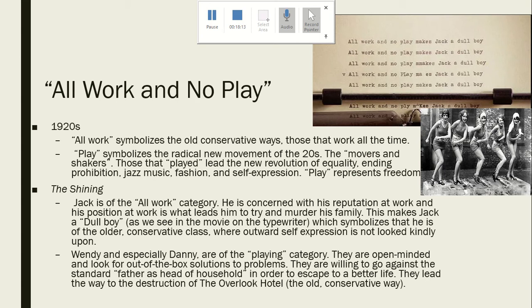So right here I have some flappers dancing the Charleston, which was a popular dance of the time, on ice, and then I have the all work and no play makes Jack a dull boy from the movie.